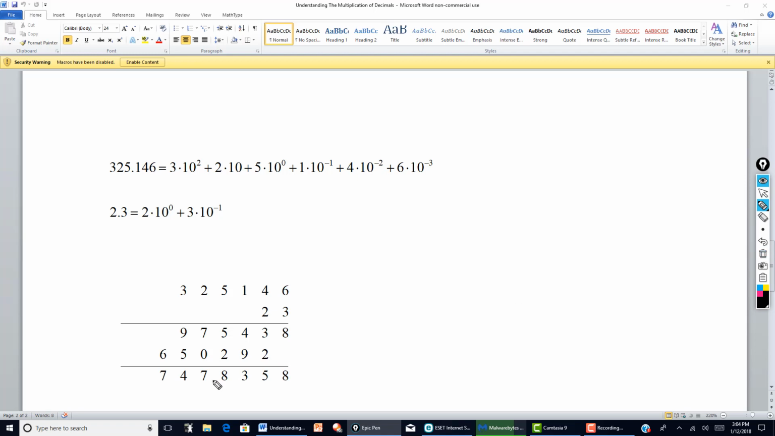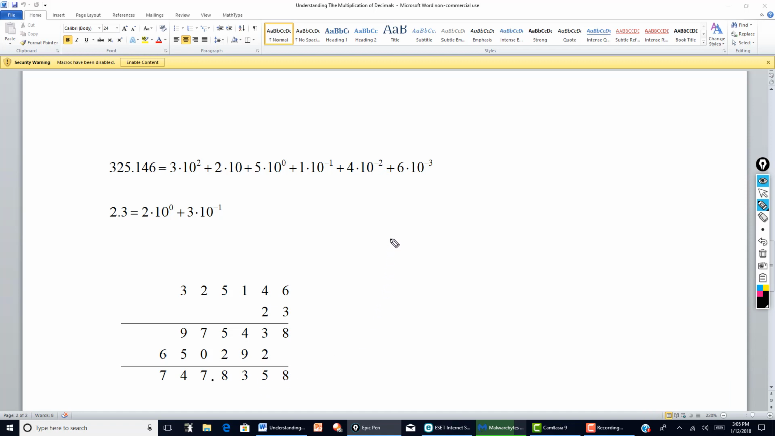We put a decimal right here. So that's the rule we go by when you're multiplying decimal numbers. You ignore the decimal place, multiply the numbers, and then count the number of decimal places, and then move the decimal point to the left that many times.